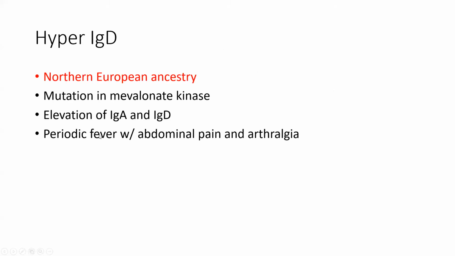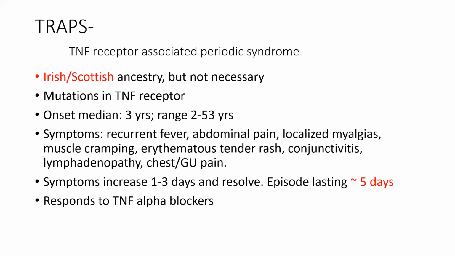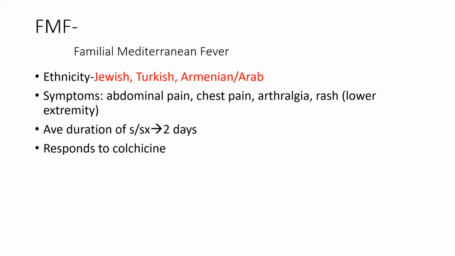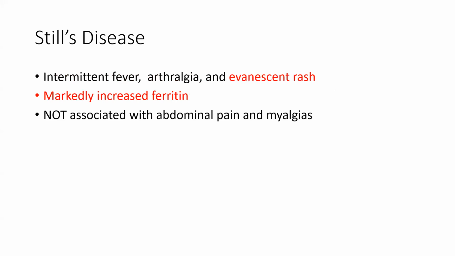Hyper IgD is another syndrome that's seen with Northern European ancestry. It's caused by a mutation in mevalonate kinase. In this syndrome, you see an elevation of IgA and IgD, and it is periodic fever with abdominal pain and arthralgias. You don't have the other symptoms like in TRAPS. You sometimes see conjunctivitis and chest pain. It's more generalized, whereas in hyper IgD, it's really just periodic fever with abdominal pain and arthralgias, which could make it difficult to differentiate from familial Mediterranean fever. But again, sometimes in FMF you have chest pain, where again, hyper IgD, just abdominal pain and arthralgias.